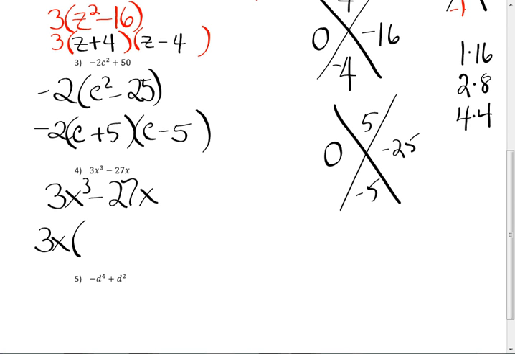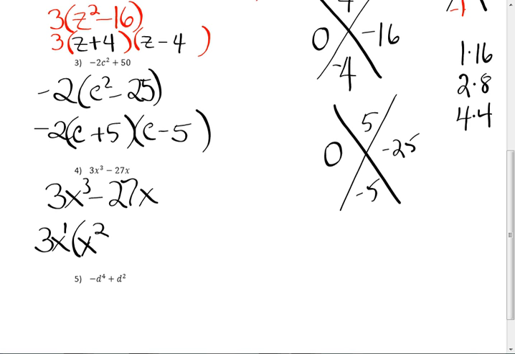3x times what gives you x cubed? A lot of my students put in x cubed. If I multiply that out, what do I get? X to the what? No, 1 plus 3 is 4. I don't have x to the 4th. So the cube must be wrong. I'm going to take 1 away from the 3. So how many will be left? 2. Write that, take away.